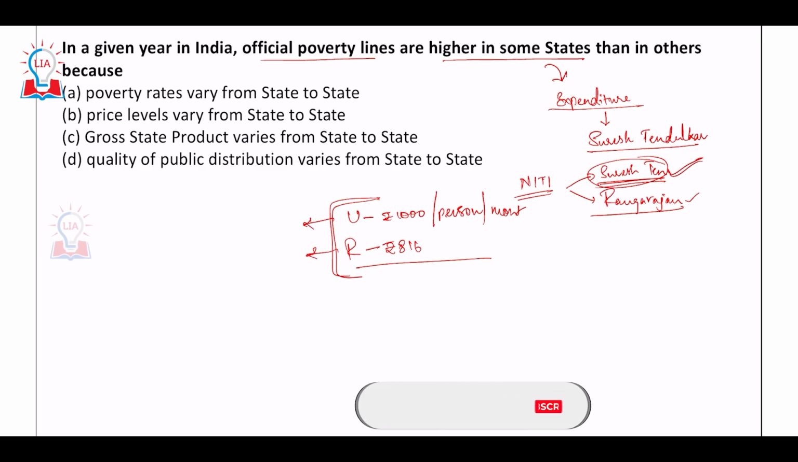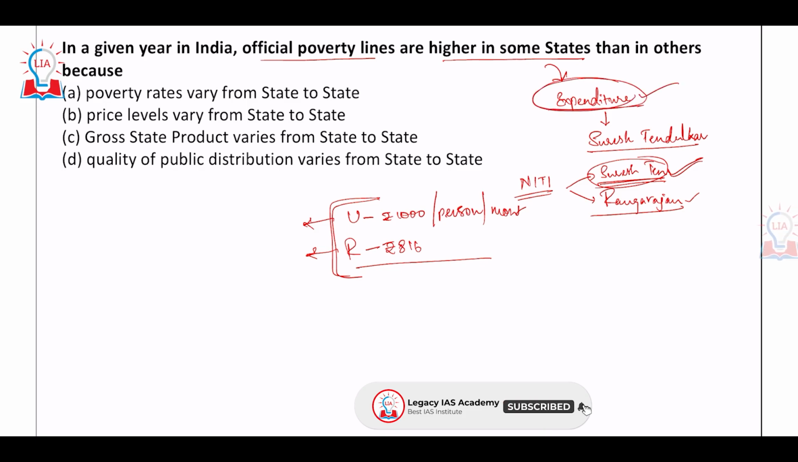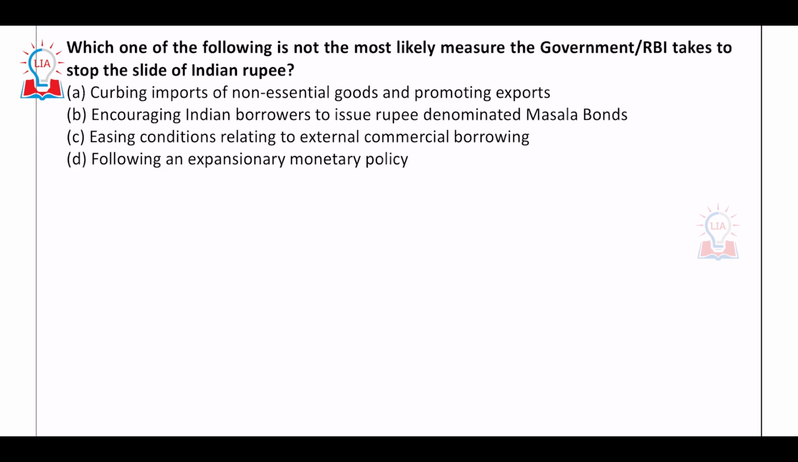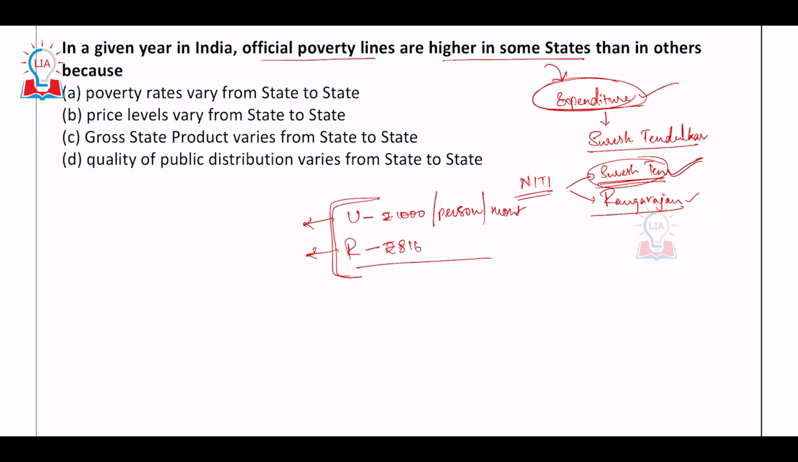They keep on changing. Why do they change? Why? Because it is based on consumption expenditure. So when we say consumption expenditure, the prices of these items to be purchased will be different in different states because of the varying level of taxes, right? Indirect taxes will be different for that reason. So by that measure, the answer would be B only. Price levels vary from state to state. So poverty rates vary from state to state.